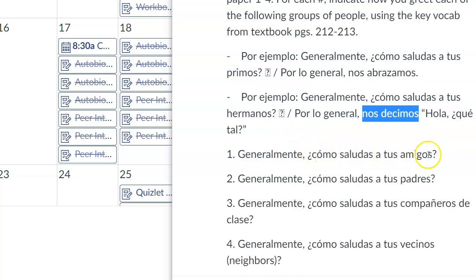¿Cómo saludas a tus amigos? How do you greet your friends? ¿Cómo saludas a tus padres? How do you greet your parents? ¿Cómo saludas a tus compañeros de clase? How do you greet your classmates? And then, ¿cómo saludas a tus vecinos? How do you greet your neighbors?